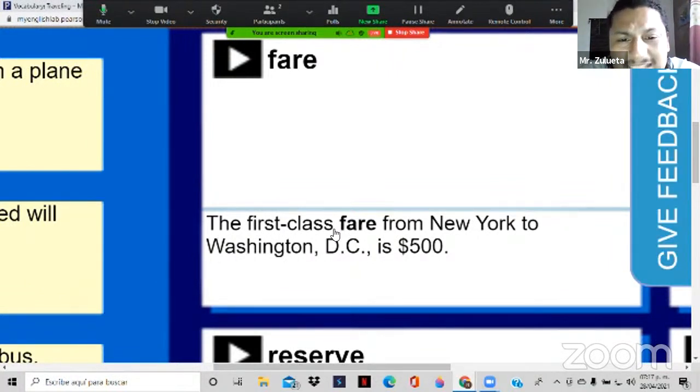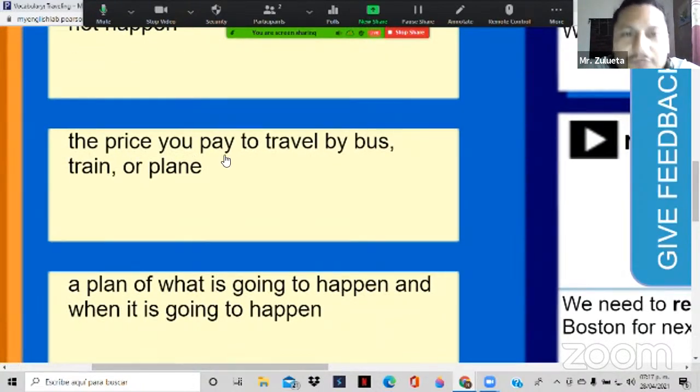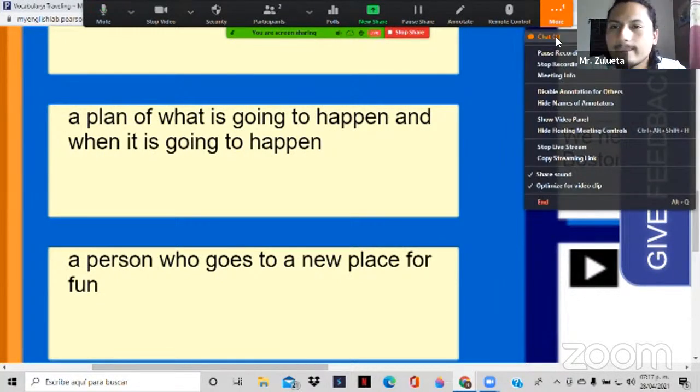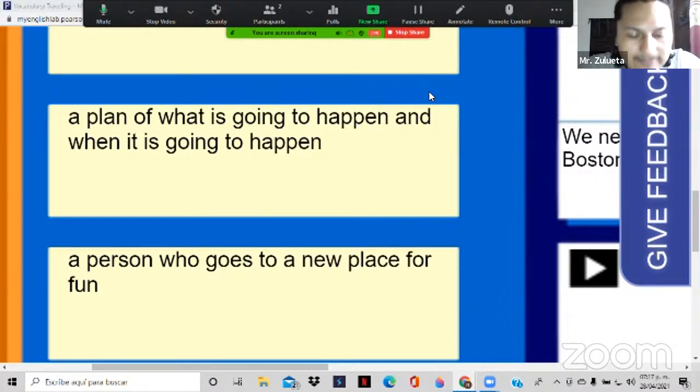Here, the first class fare, so the price. Let's go here. The price you pay, okay? So correct, fare. Next, a plan of what is going to happen and when it is going to happen. Si lo puedes gritar, grítalo, go ahead. Good. And you type it in. Lo acabas de escribir. Schedule.